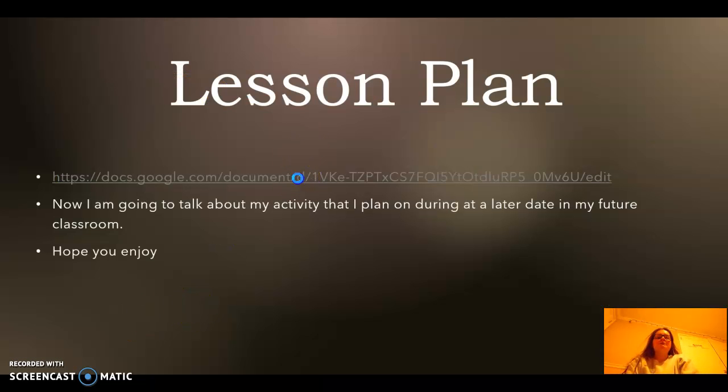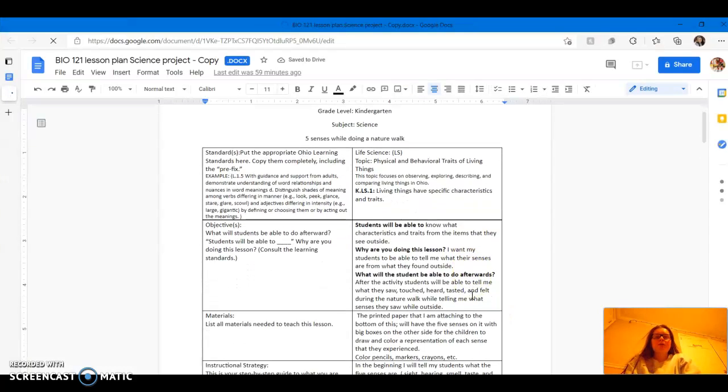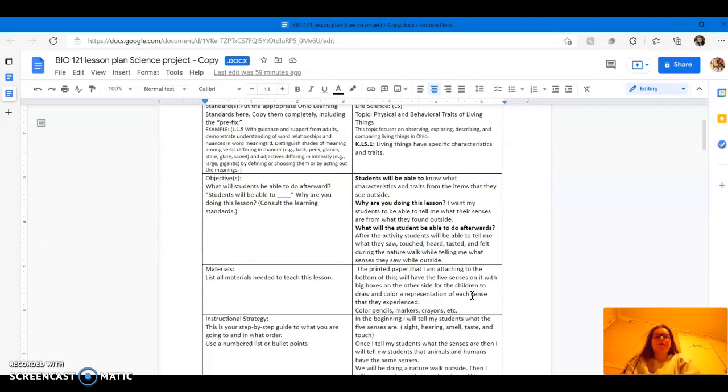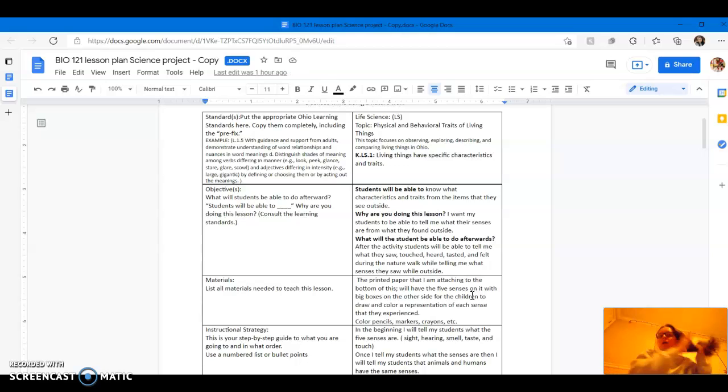And then this is my lesson plan. What I'm going to start with first is the standards that I'm going to be doing. The standard is life science, which is LS. And then the topic that I chose was physical and behavioral traits of living things. This topic focuses on observing, exploring, describing, and comparing living things in Ohio.